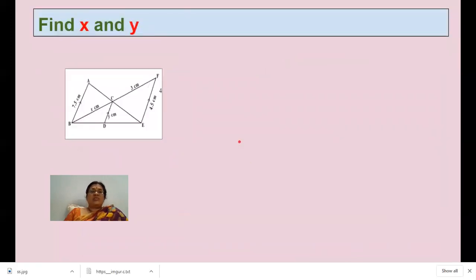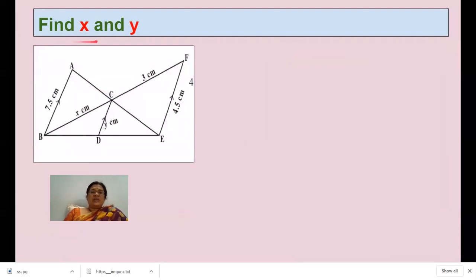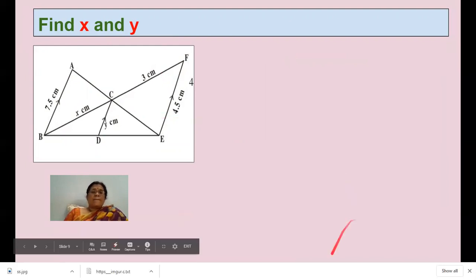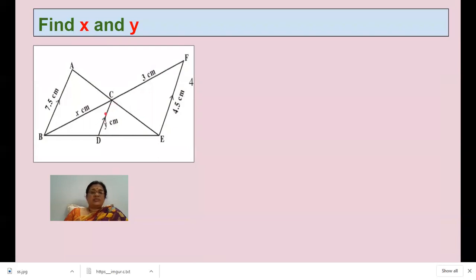Next, finding out X and Y. See here, this problem is there in your textbook. In this problem, you have to find out the unknown values, that is X and Y. We'll apply the previous problem's application, that formula will apply in this problem to solve this.